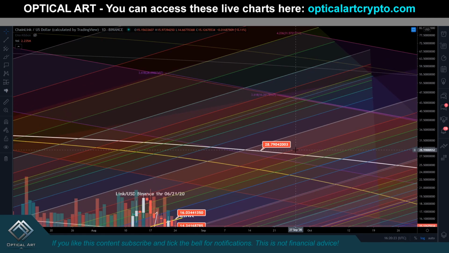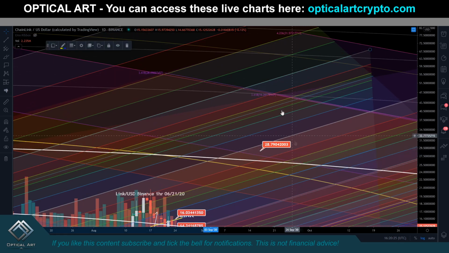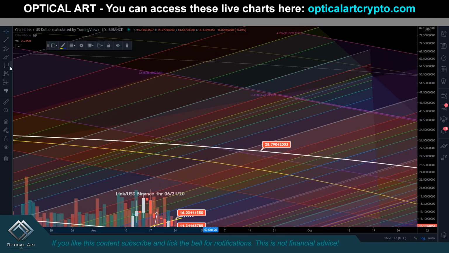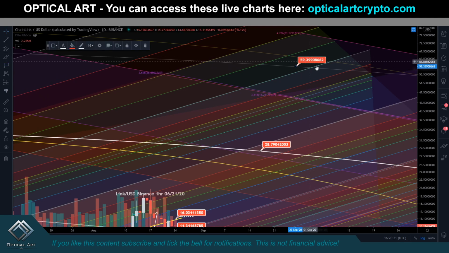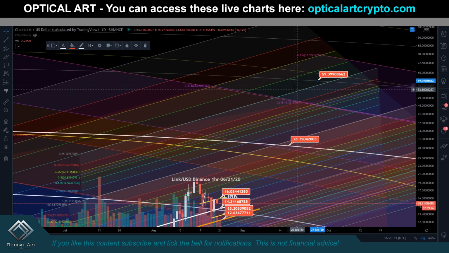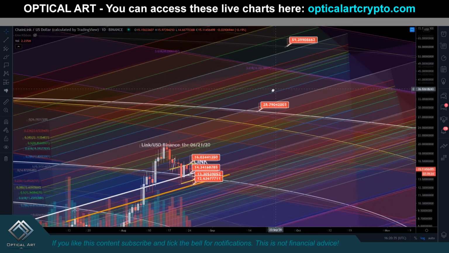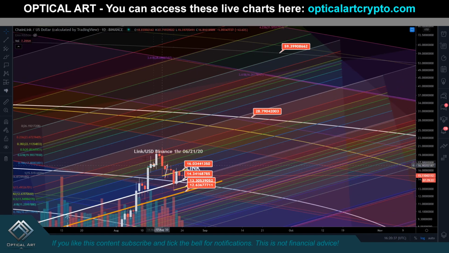And you will have rings above. If you look right here, this is your next ring above, and this is potentially up here around $59. While we don't know that Link would go that high, I'm just saying these are points to see where you can potentially get rejected.